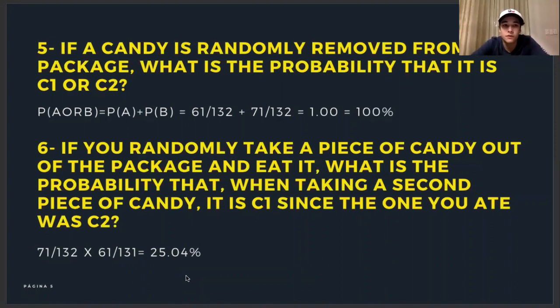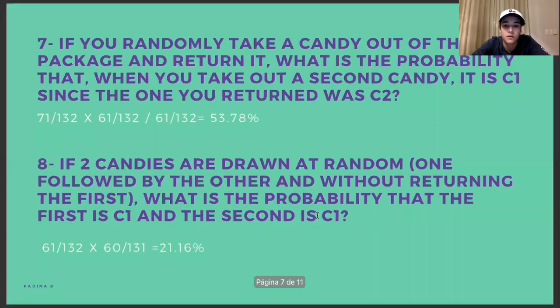Hello, now we are on page number 7, and as you can appreciate in here, we have some exercises as the one Janina mentioned in her part. So I'm going to explain it. First, we have, if you randomly take a candy out of the package and return it, what is the probability that when you take out a second candy, it is C1 since the one you returned was C2?